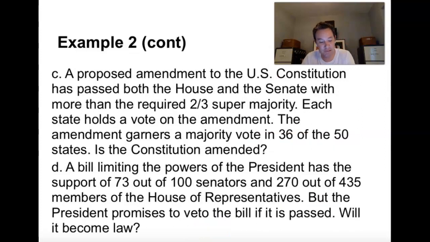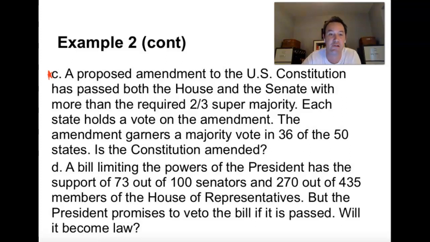All right, couple more scenarios. I'm going to look at C here. A proposed amendment to the U.S. Constitution has passed both the House and the Senate with more than the required 2/3 supermajority. Each state holds a vote on the amendment. The amendment garners the majority vote in 36 of the 50 states.